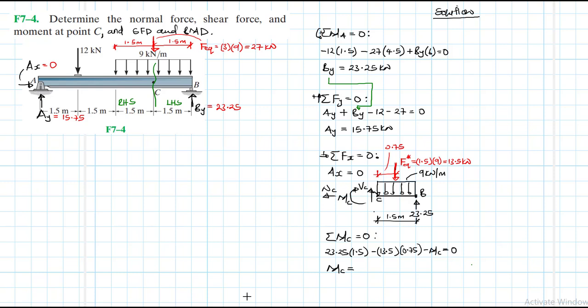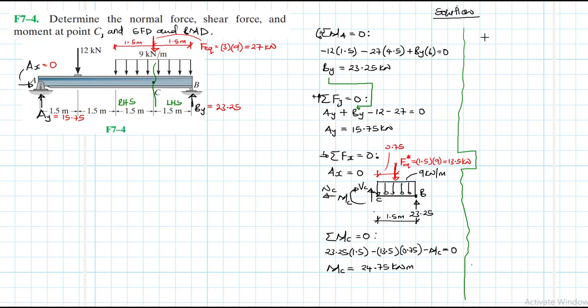Making MC the subject of the formula, MC is going to be equal to 23.25 times 1.5 minus 13.5 times 0.75. Okay, so we have MC equal to 24.75 kilonewton meters. Let me just check it. 23.25 by 1.5 minus 13.5 by 0.75. Great, 24.75. So we found that one.